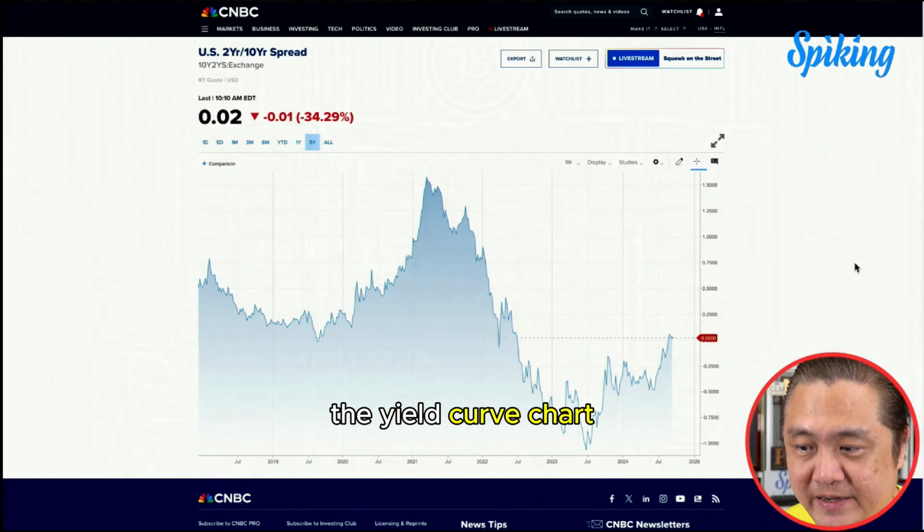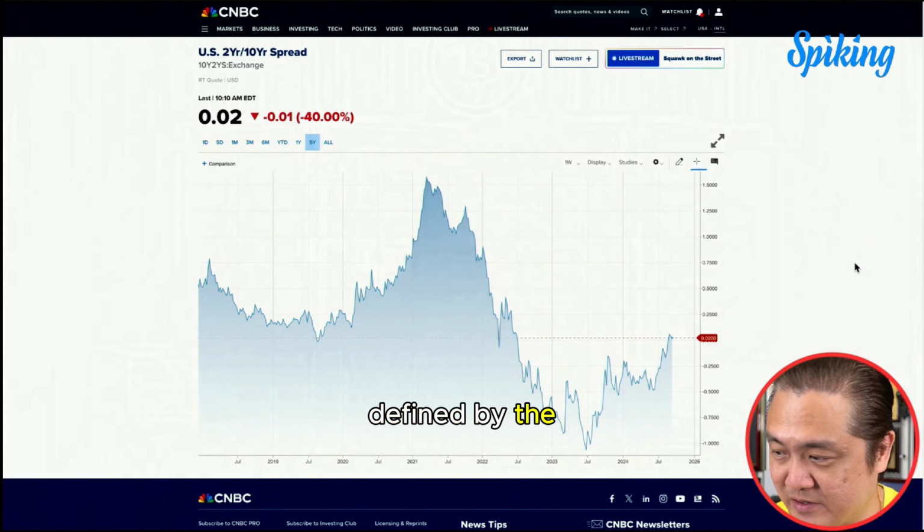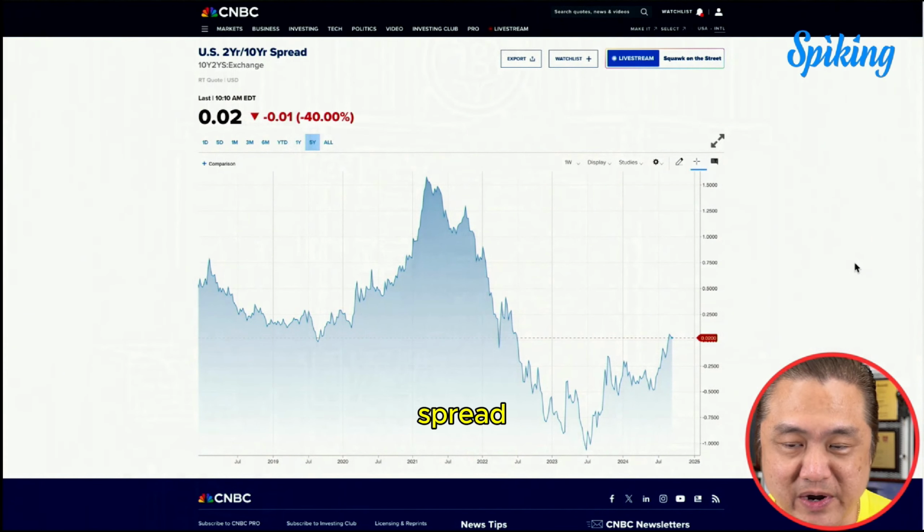The yield curve chart is kind of defined by the 10-year and the 2-year spread, all right?